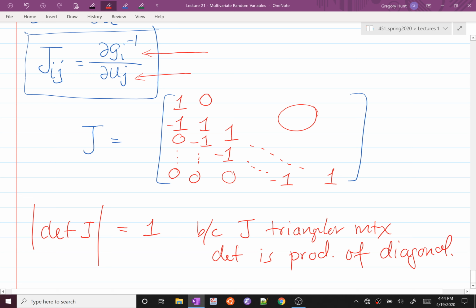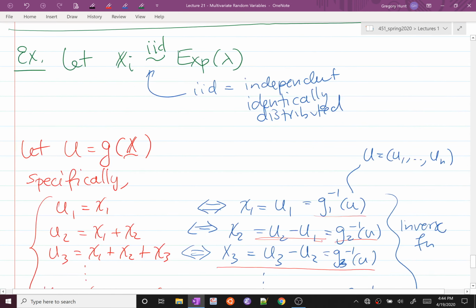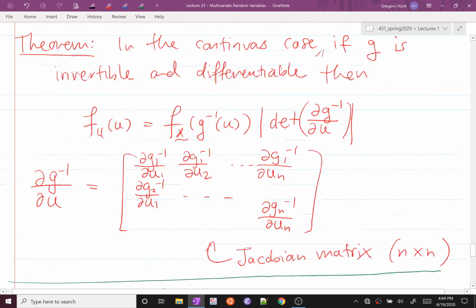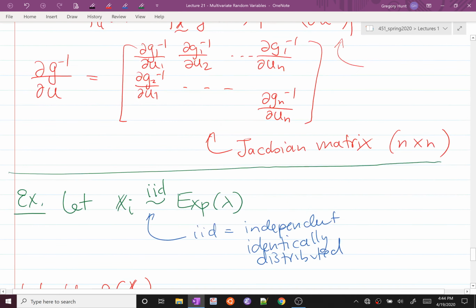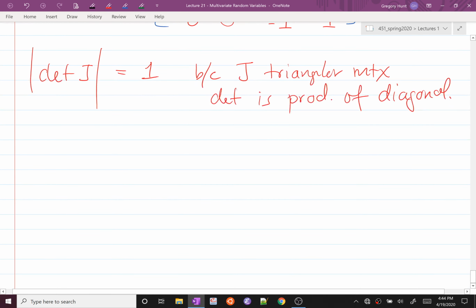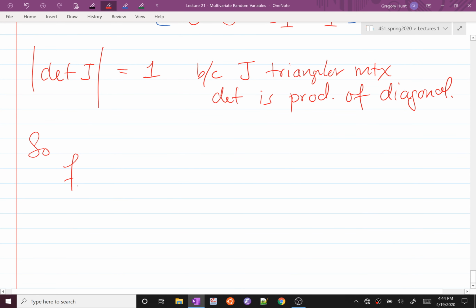So actually, in this case, the determinant goes away in our calculation. If we go back up to our theorem, we're multiplying by the absolute value of the determinant of the Jacobian. Well, that thing goes away in this case. So in this case, what we get is that our joint of the u's is the joint of the x's evaluated at the inverse function of the u's.